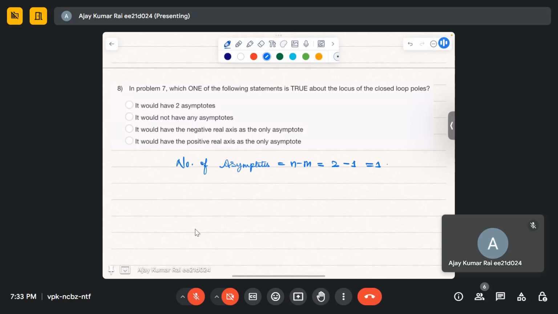So this first option is wrong, it would have two asymptotes. The second option, it would not have any asymptote, is also wrong. So it would have the negative real axis as the only asymptote. So let's calculate the angle. We have to calculate the angle of asymptote to choose which option is correct out of 3 and 4.